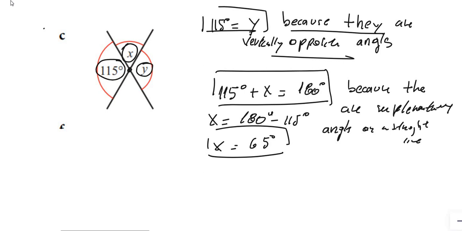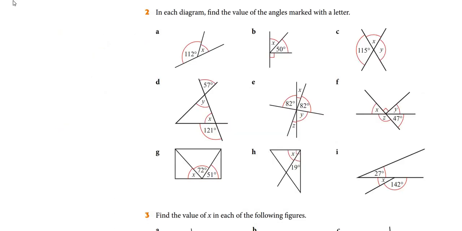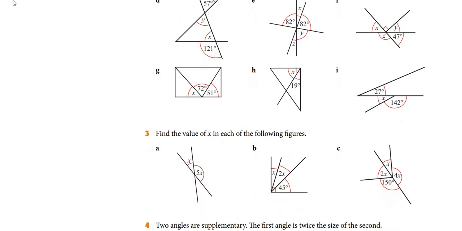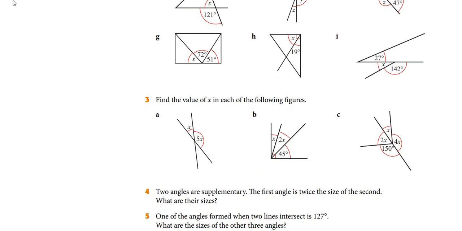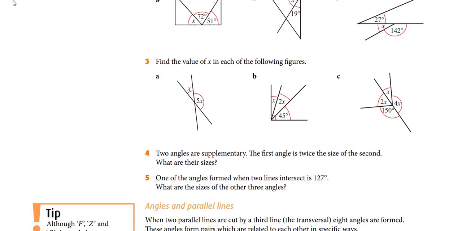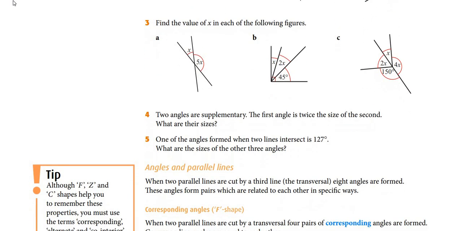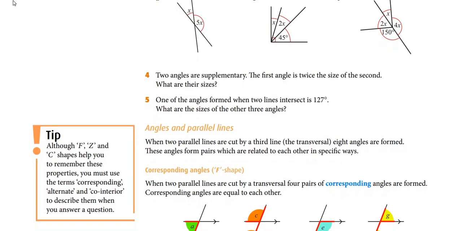Then you have to write the relation. Why do you say that? They are supplementary, but why? Because they're angles on a straight line. So all these add up to 180 because they are angles on a straight line. Here we have the rest of the exercise. Try to solve them with your teacher. Here also find the value of x. And then we'll discuss angles on parallel lines next lesson.